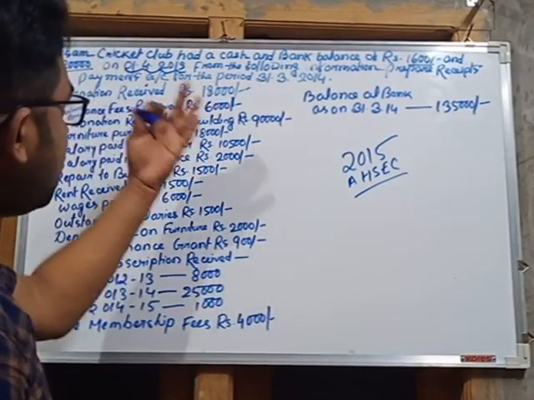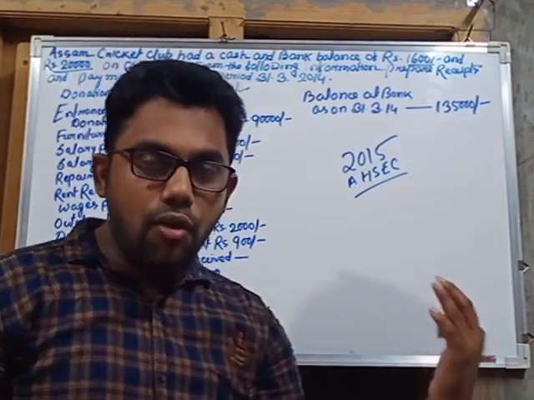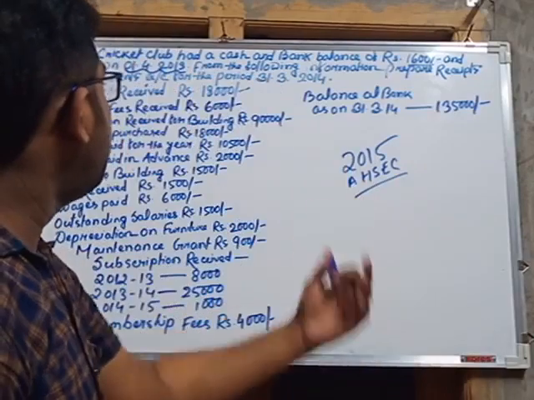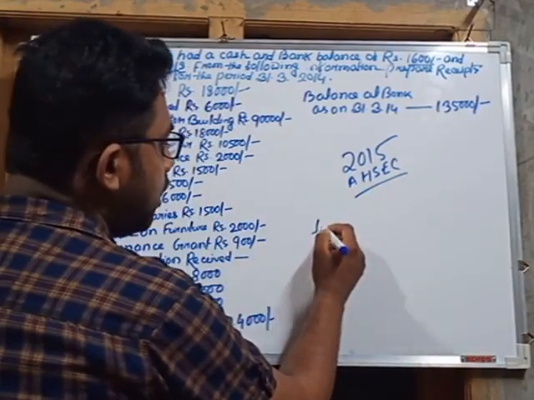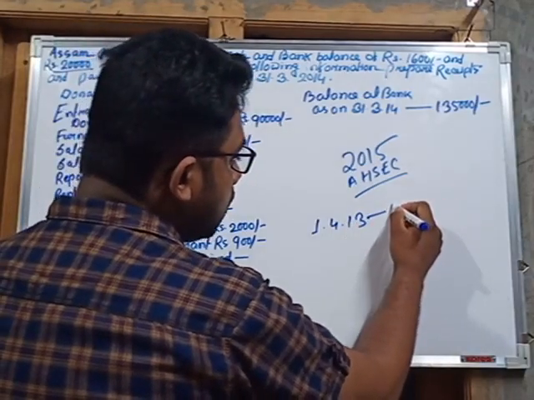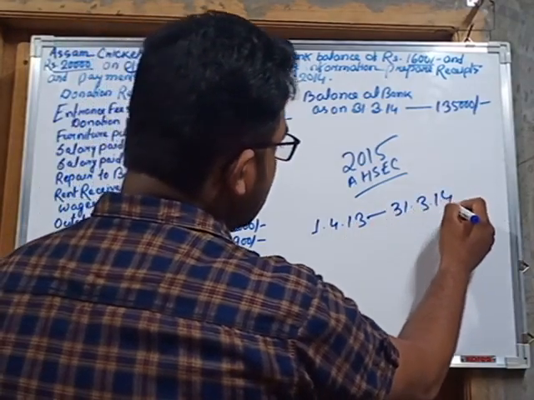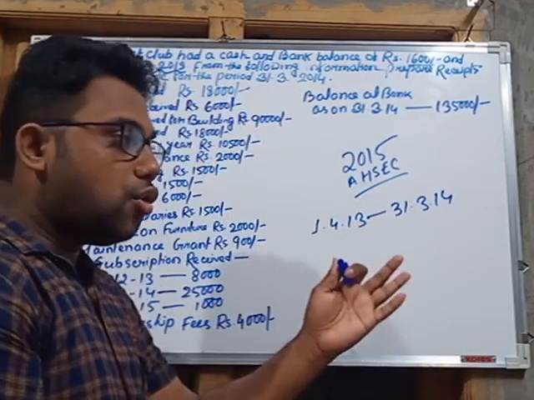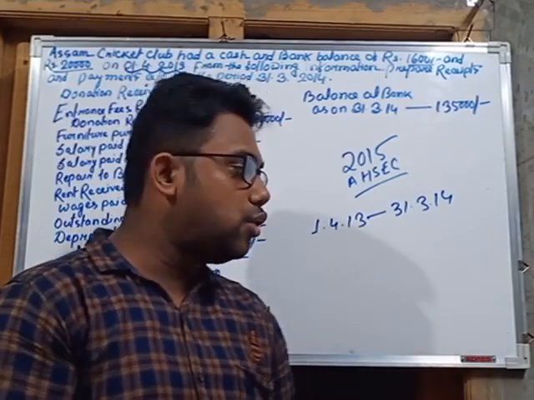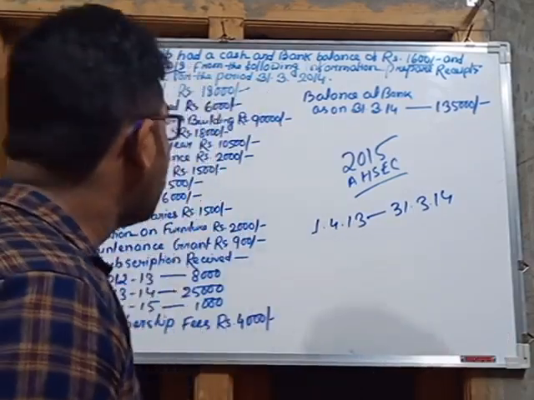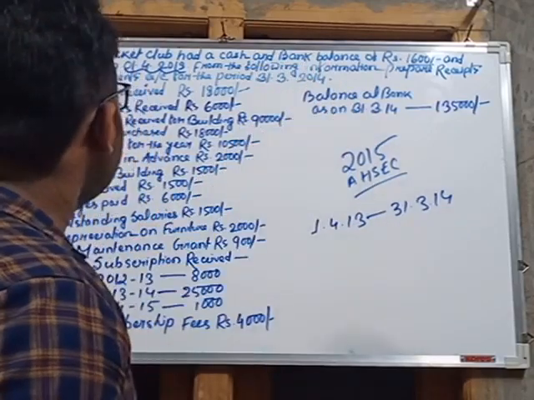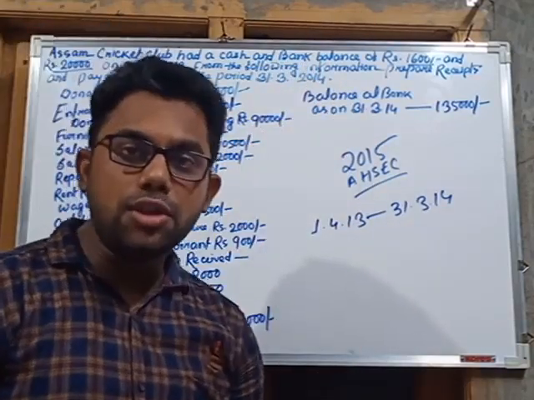So the ending date of the accounting year is 31st March 2014. As it started on 1/4/2013, at the end of the year, the accounting year ends on 31st March 2014. So this is our accounting year. All the receipts and all the payments that the organization has made in this period, we have to record in our receipts and payment account. So, from the following information, prepare the receipts and payment account for the year ended 31st March 2014.